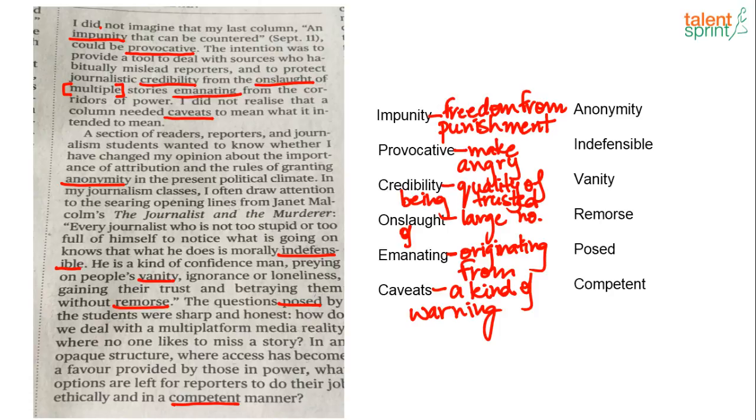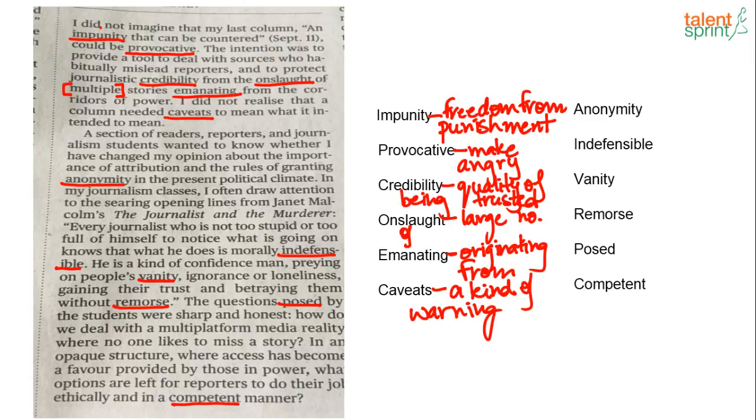Okay, so let's look at these words now. Let's look at the first word, anonymity. Now, anonymity comes from the word anonymous. What does the word anonymous mean? Anonymous actually means something that is not known.